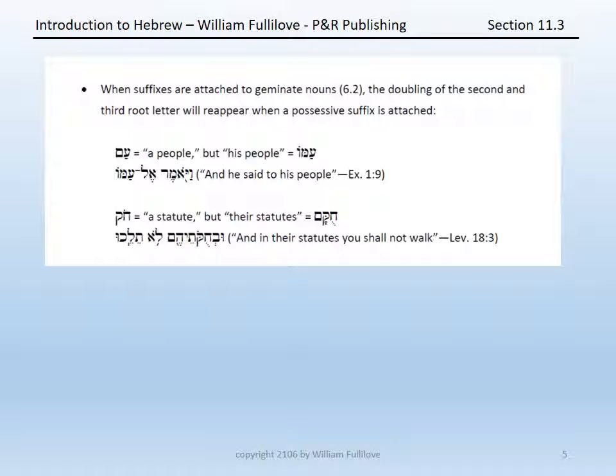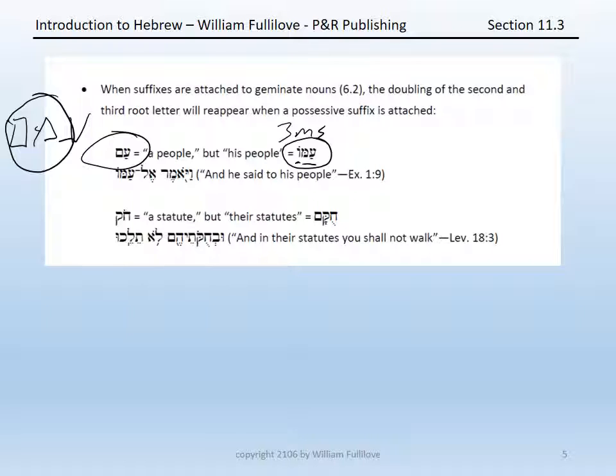We see this, for instance, with am, a people, but am itself, a people, is from the geminate root ayin, mem, mem. In this case, with the possessive suffix reattached, it's as if as soon as you trap the mem and don't let it into the word, the doubling comes back. So the third masculine singular suffix, his, o, attached to am creates amo, with now a doubling of the mem, indicated by the dagesh forte.